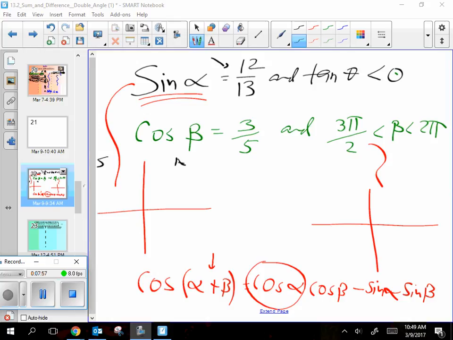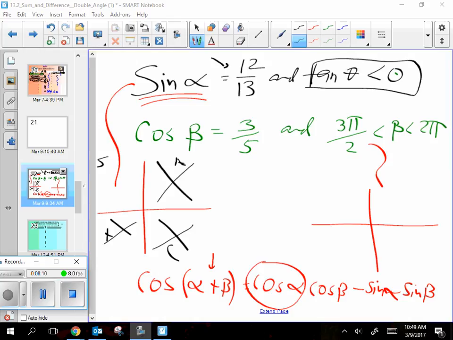If all students take calc, sine is positive up in those two, so it can't be here and it can't be there. All right, next, where is tangent negative? Because that's what this means. Where is tangent negative? Well, it's not here because all of them are positive there. So how many of you drew this in the right quadrant? Okay, good.